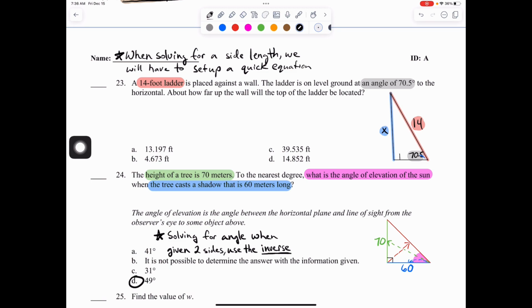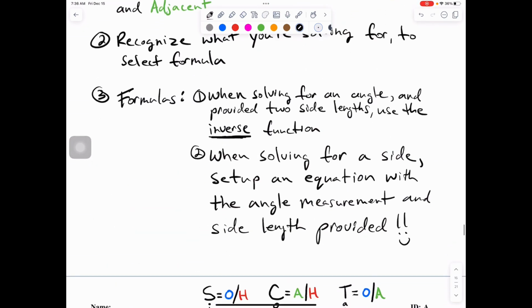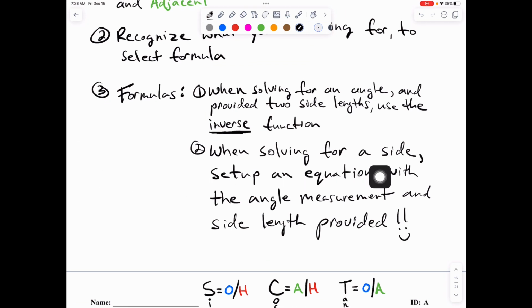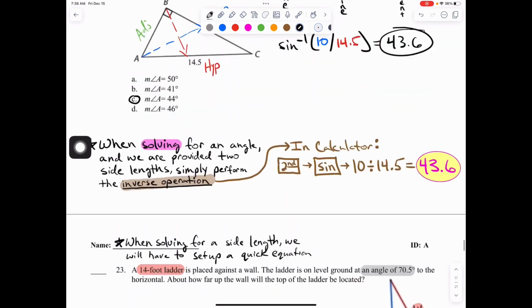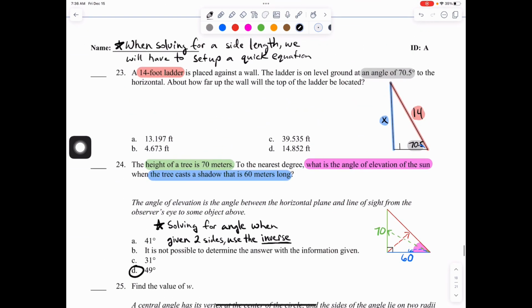Now again, let's take a look back, all right? When solving for a side, set up an equation with the angle measurement and side length provided. Okay, well again, what do I always like to do first? Well, hold on, let me actually finish that. I somehow ruined that when I went back over it. All right, I always like to find my hypotenuse first.